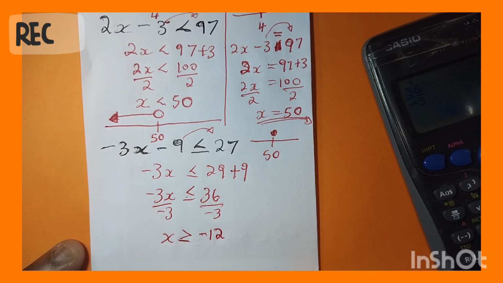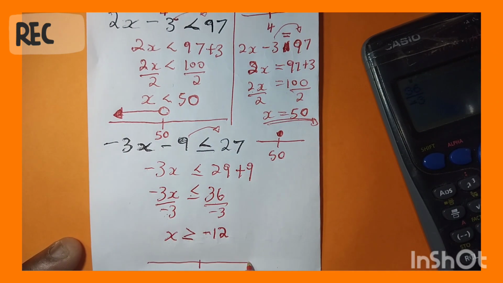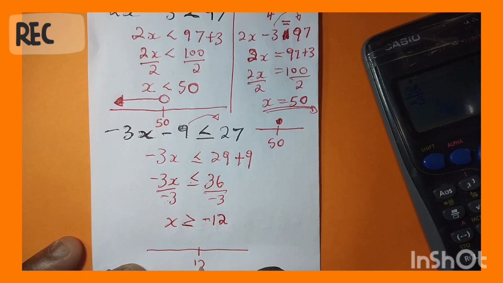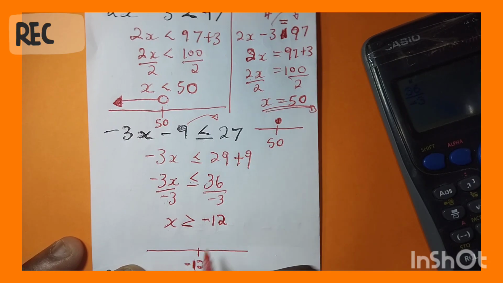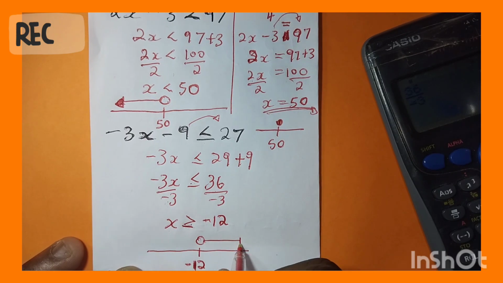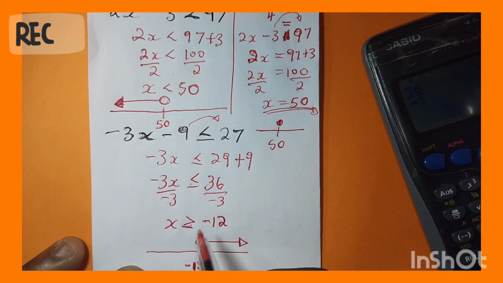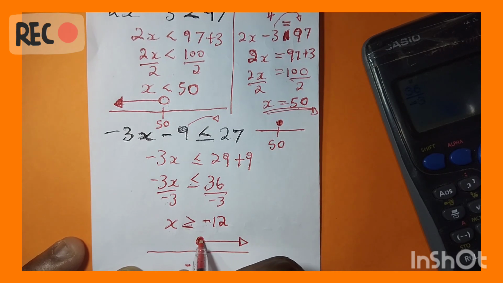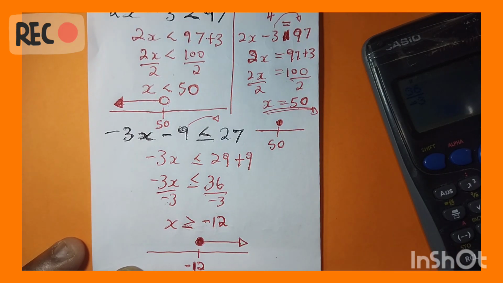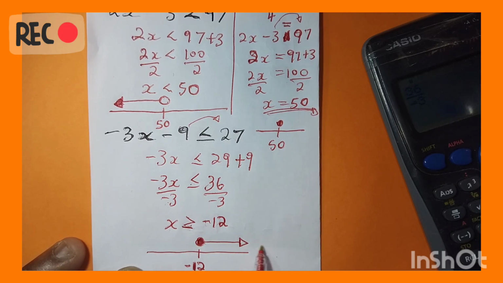Which is equal. Meaning now for you to draw your number line, you'll just do something like this. Here it's negative 12. Then you go with that arrow, guys. It is pointing on the right hand side. But because here there is equal, it means you will also include this value. It means all the values of x which are greater than or equal to negative 12 will be included in this inequality equation.